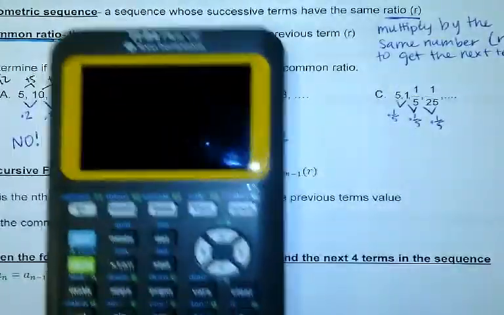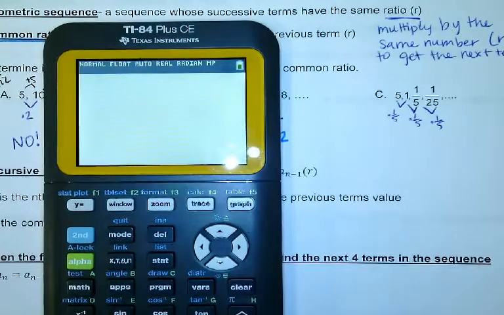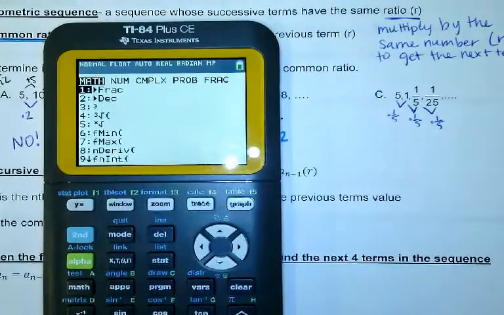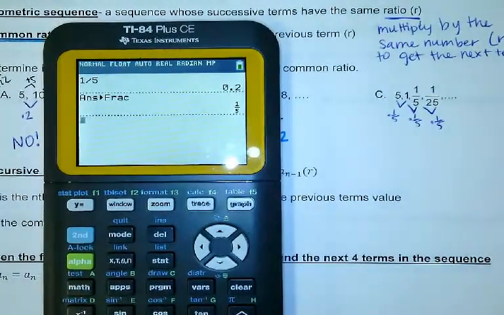Now, guys, let's say that's not your strength. Well, once again, you can do the second term divided by the first term, turn that into a lovely fraction, and you get that 1/5 as your ratio. And that works for whatever you're going to do.